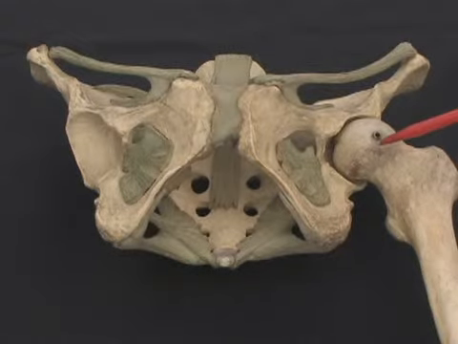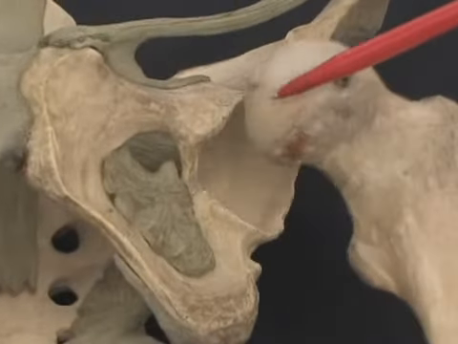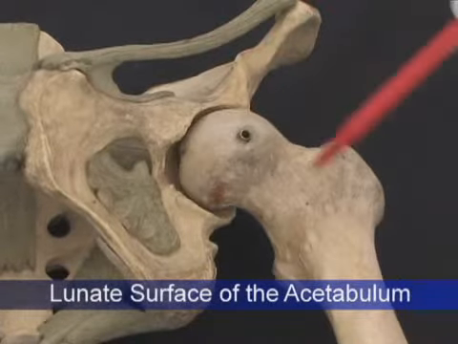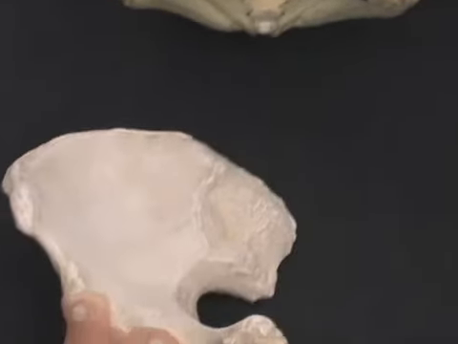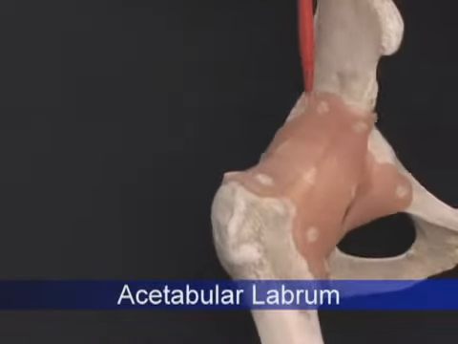This is the hip joint, a ball and socket joint. Here the head of the femur inserts into the concave lunate surface of the acetabulum. The socket is deepened by a ring of fibrocartilage called the acetabular labrum.